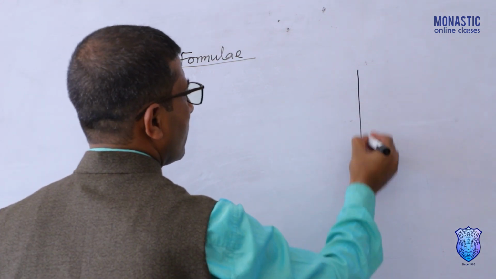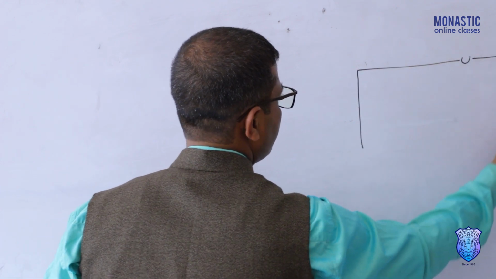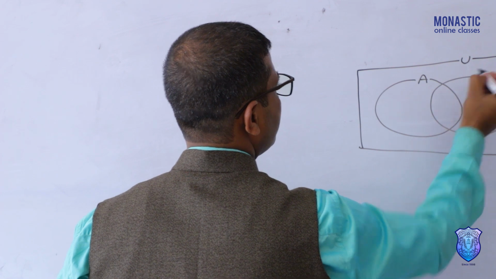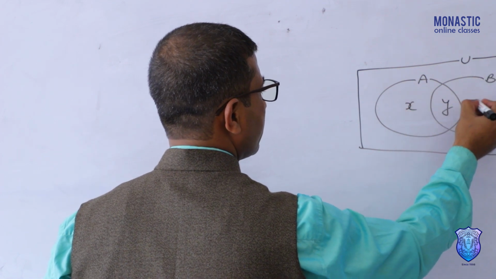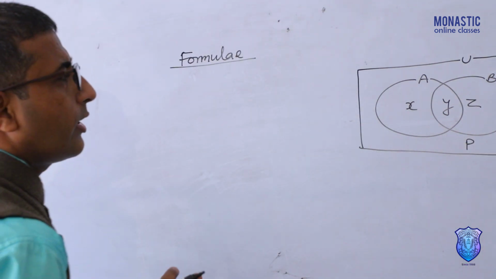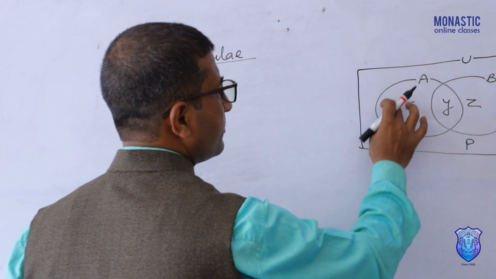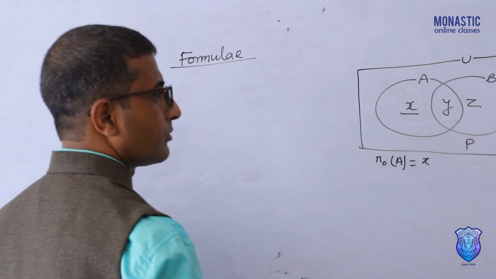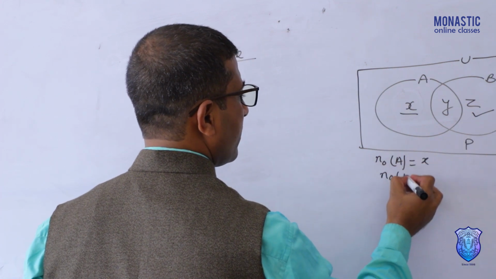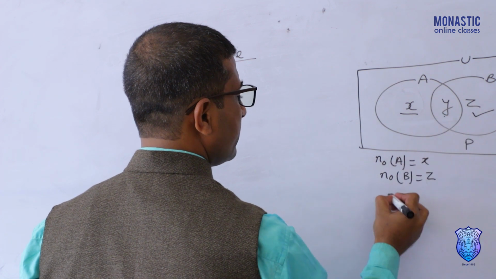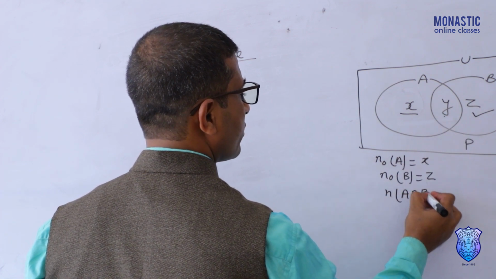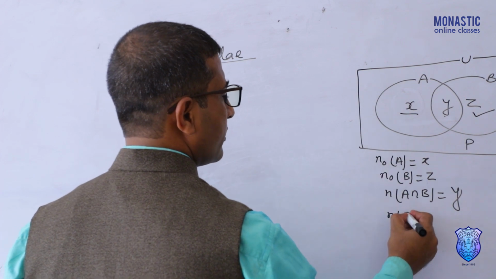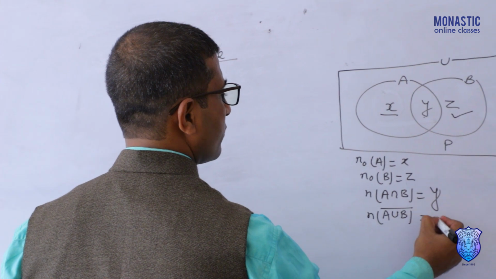First of all, we will draw a Venn diagram, set A and set B. What you can see in the figure: this part X represents the number of only A. This part represents the number of only B. And this is the common part, that is number of A intersection B. And this, outside A and B, represents A union B complement.